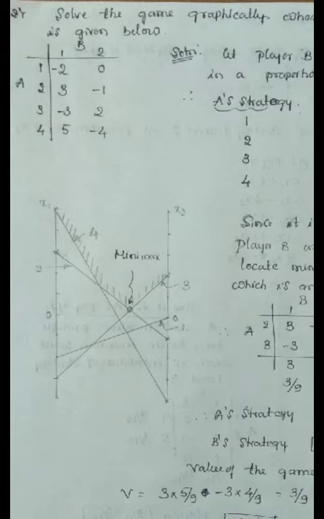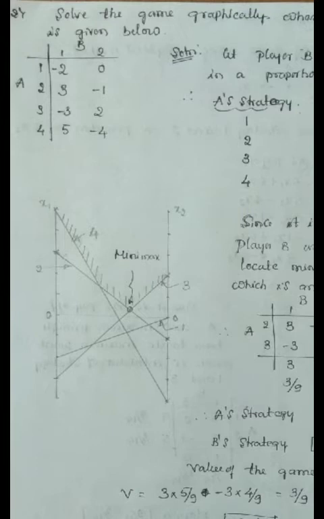This is the payoff matrix given, player A and B. Here, player B is having only two strategies. Player A has 4. Out of these 4, which is the best 2 for A, that we should find using graphical method. Now, we should assume B uses 1 and 2 in a proportion x1 and x2.